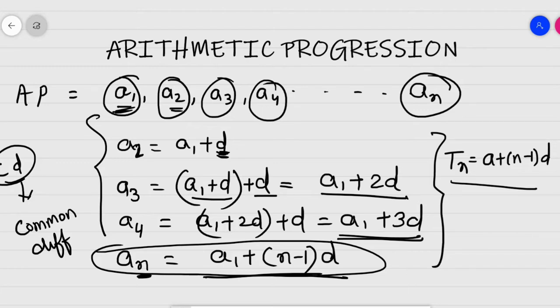What is the third term? Adding common difference to the second term. What is the fourth term? Adding common difference to the third term. And what is the nth term? Adding common difference to its preceding term, that is n minus 1. So this way we shall be moving forward in this particular arithmetic progression.